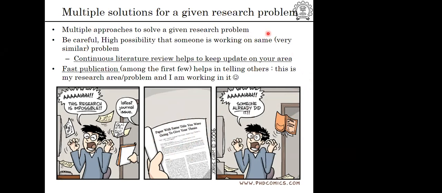For a given research problem, there could be multiple approaches, and multiple research groups might be working on that particular problem. This is where continuous literature review is helpful. If you are continuously performing literature review, then you will know which group is working on which process. So please ensure that you have some novel or different thing which you are trying to utilize in solving the same research problem.